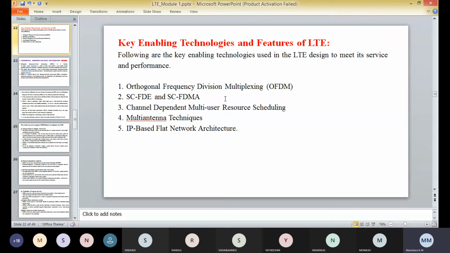So this is a very important topic. These are the key enabling technologies and features of LTE. Here we are designing LTE, which is going to incorporate several important radio and core network technologies. One among them is OFDM.